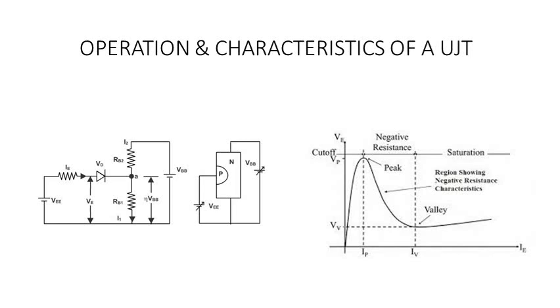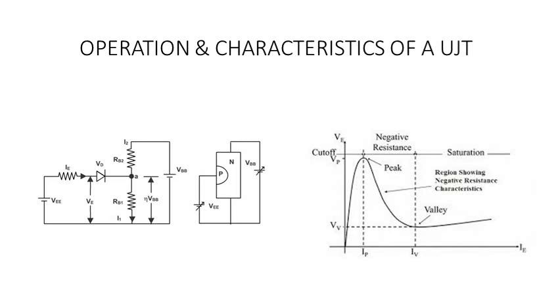So when RB1 resistance becomes reduced, what will happen? It will reduce VRB1. A smaller VRB1 implies a stronger forward bias across the diode. So more holes are now injected, and VRB1 is further reduced. So you find that IE keeps on increasing as VE reduces. This produces a negative resistance region. So the UJT switches from its off position to on. This is the region where your UJT is said to be turned on.